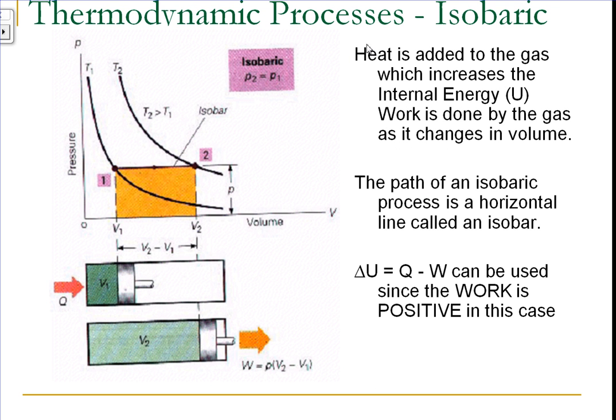For an isobaric process, the pressure stays the same. Iso is same, baric is pressure. In this case, the change in internal energy is Q minus W. Now, we can use it on this example because the work is positive in this case, where work is pressure, P, times V2 minus V1.